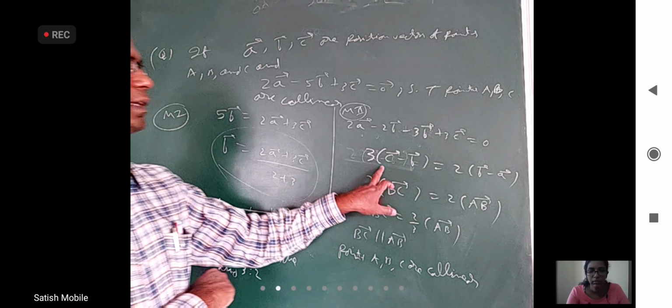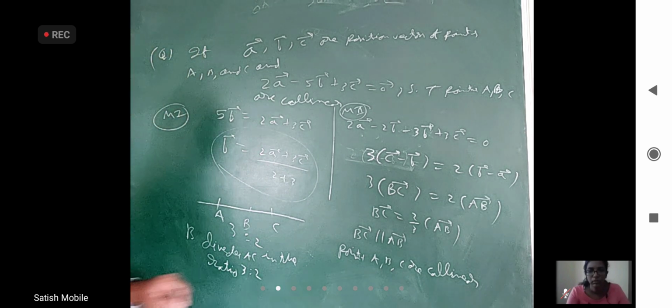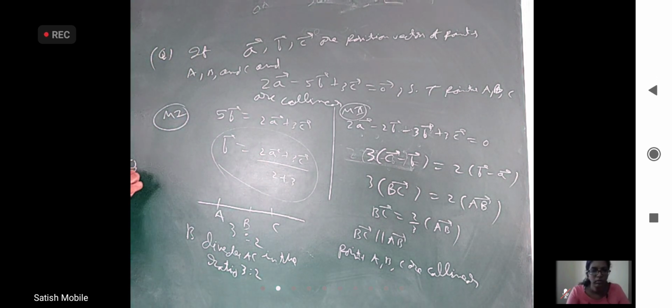Oh, OC minus OB is BC bar. I said, do you remember this, that PQ bar is always position vector of second point minus position vector of first point. OQ minus OP. By simple triangle law, take O here, P here, Q here. OP bar plus PQ bar is OQ bar. Rearrange it, you will get this.